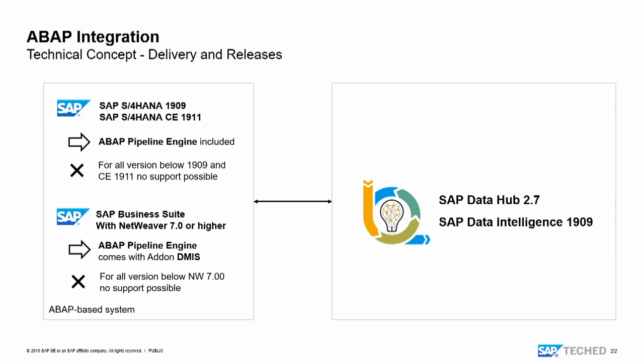And that is being made available down to 700 NetWeavers with the ABAP integration. So that is basically the requirement to make that scenario work. And on the Data Hub side, it's the Data Hub 2.7, respectively Data Intelligence 1909.